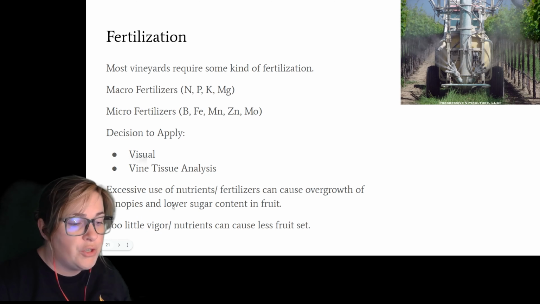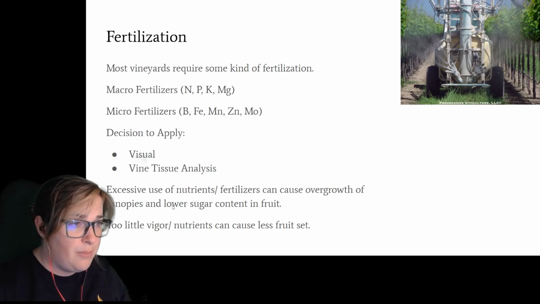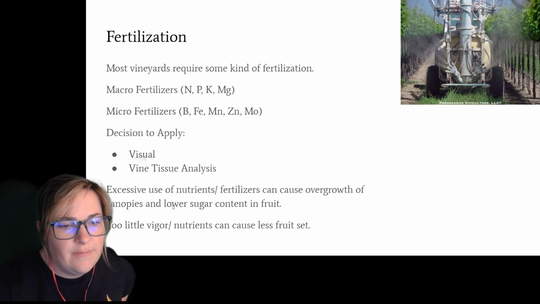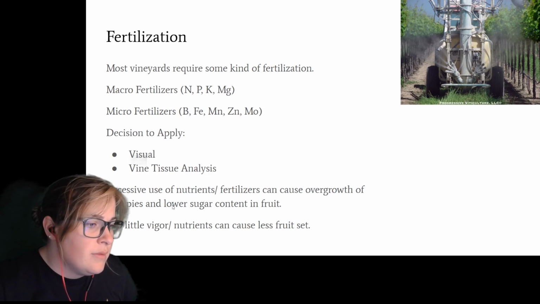So you'd have lower sugar content because all those excess nutrients are going towards canopy, because the vine's just sitting in a buffet and it's just growing in its most comfortable state. So that could be a very good question.